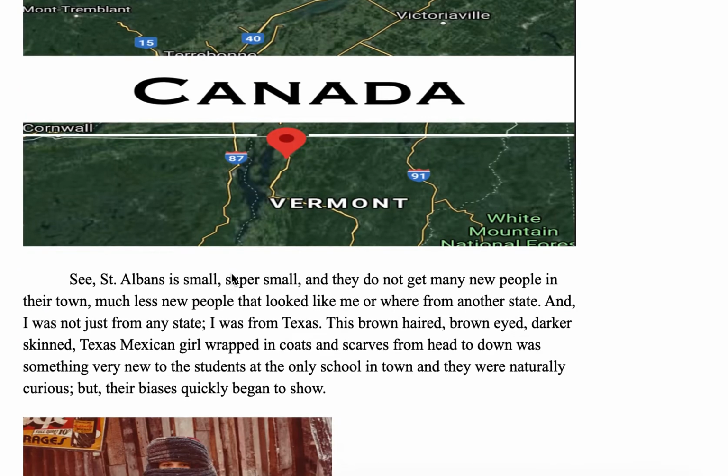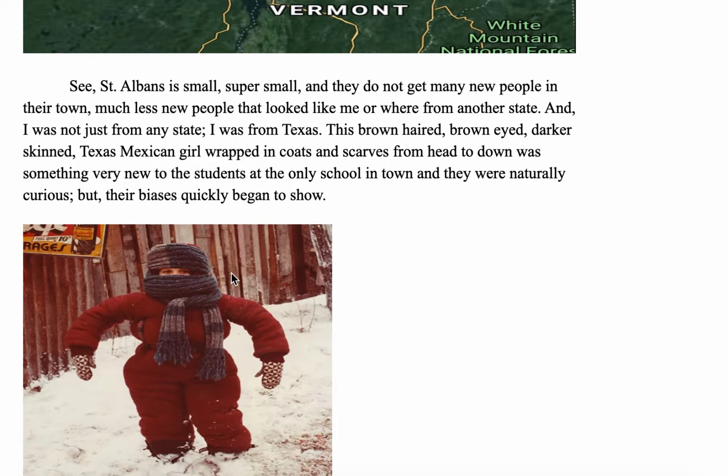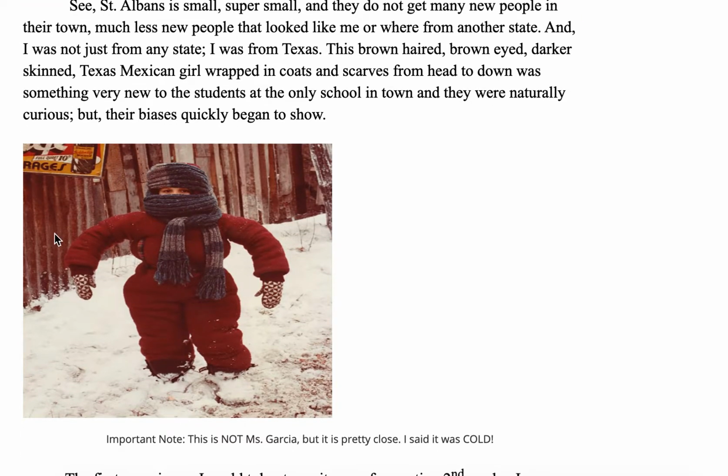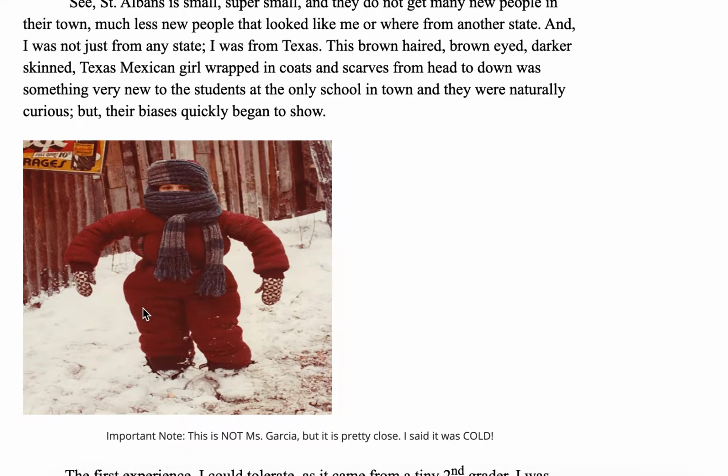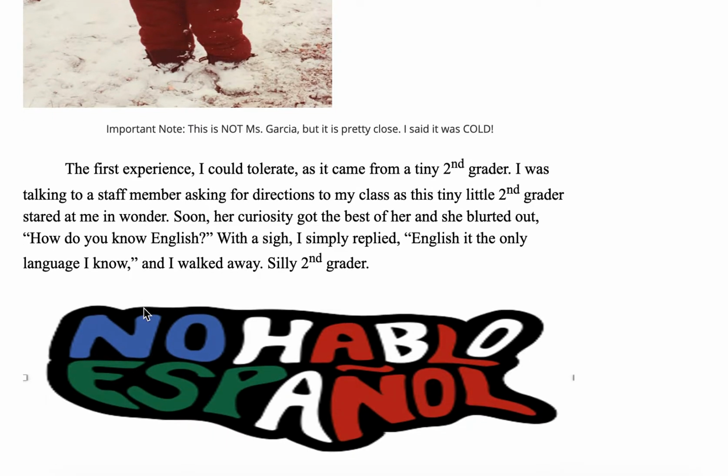See, St. Albans is small, super small, and they do not get many new people in their town, much less new people that looked like me or were from another state. And I'm not just from any state, I was from Texas. This brown-haired, brown-eyed, darker-skinned Texas Mexican girl, wrapped in coats and scarves from head to toe, was something very new to the students at the only school in town, and they were naturally curious, but their biases quickly began to show. Just a quick note, this is not Miss Garcia, but that's kind of what I looked like because it was cold.